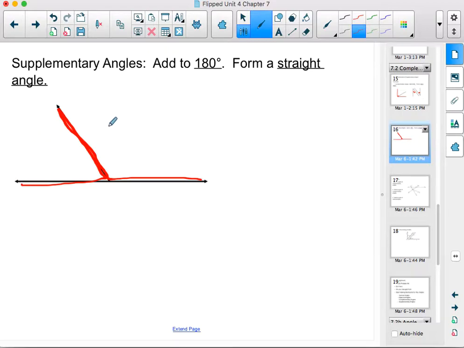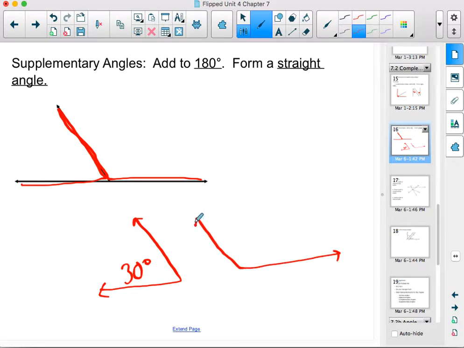And these can be adjacent, like you see here. They can also be two angles that are not touching. And maybe we know that this angle is 30 degrees, and this other angle over here is 150 degrees. And we know that if we add those two measurements together, we'll get 180 degrees. So, two examples of supplementary angles for you.